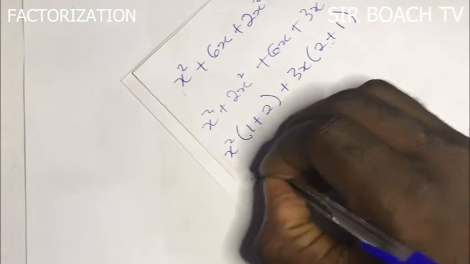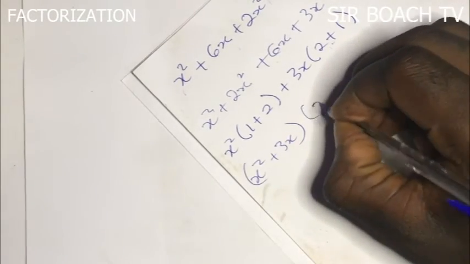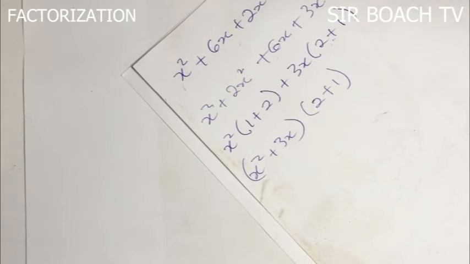So we are going to get x squared plus 3x in one bracket, then also 2 plus 1 in another bracket. That is all for question 2. Are we good? So question 3.